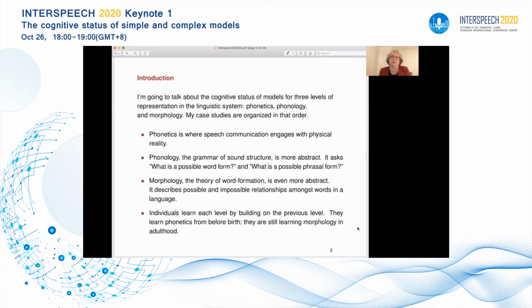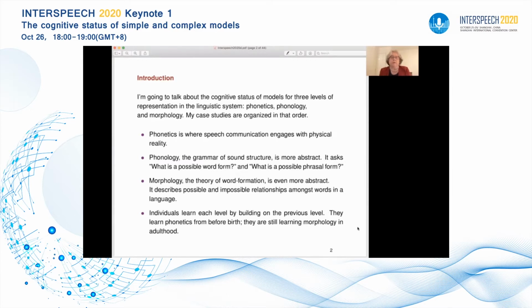I'm going to start with phonetics because that's where speech communication engages with physical reality. And it's the starting point for the language learner. Phonology, the grammar of sound structure, is more abstract. So phonology is asking, what is a possible word form and what is a possible phrasal form from the point of view of sound structure?